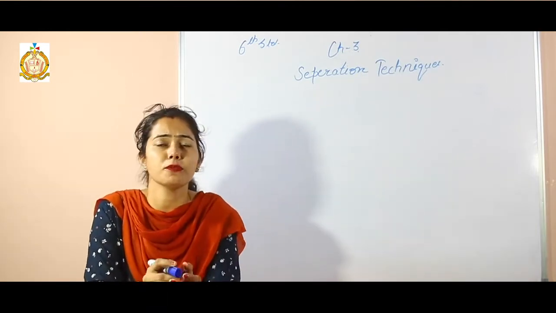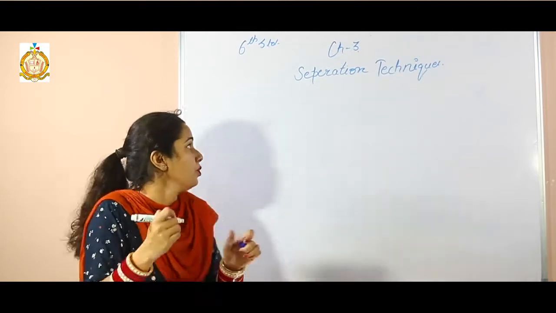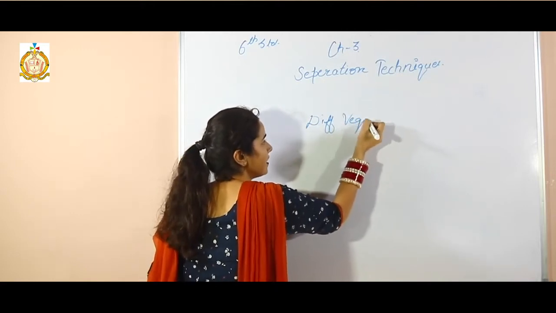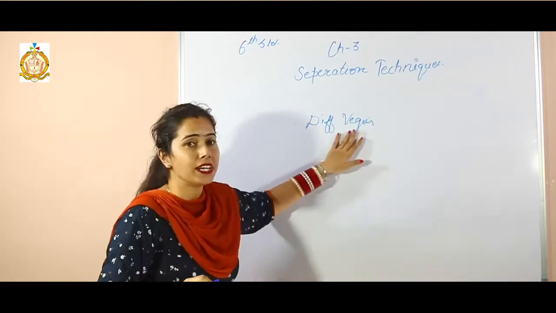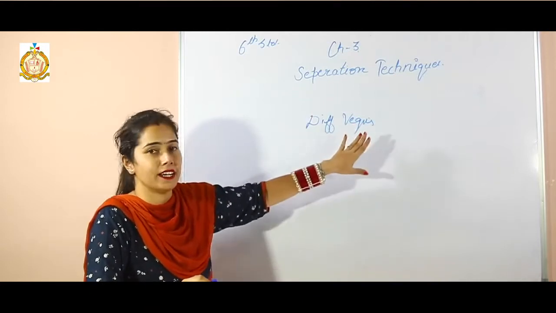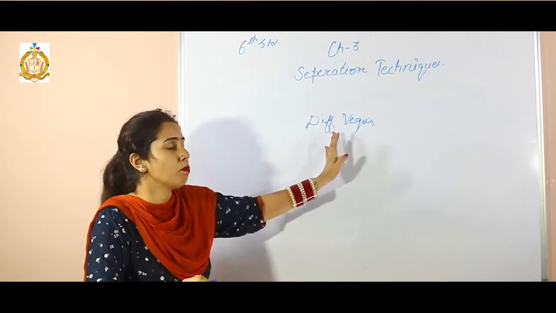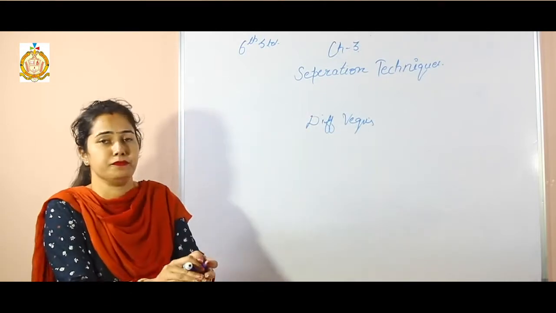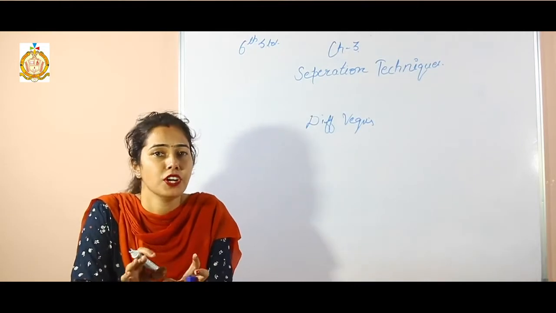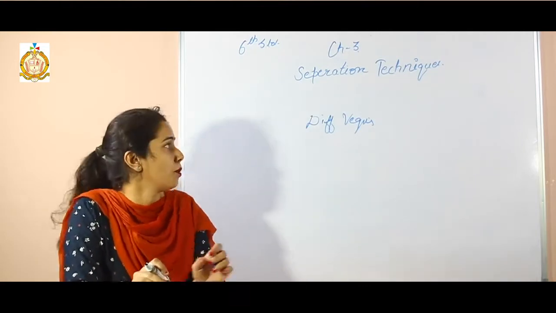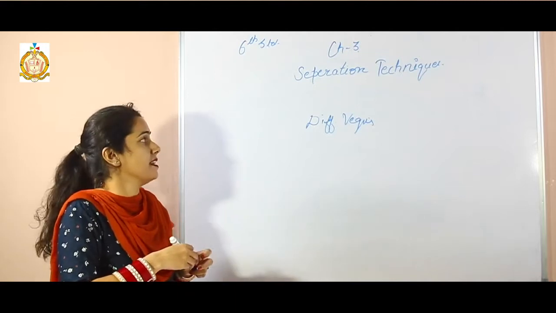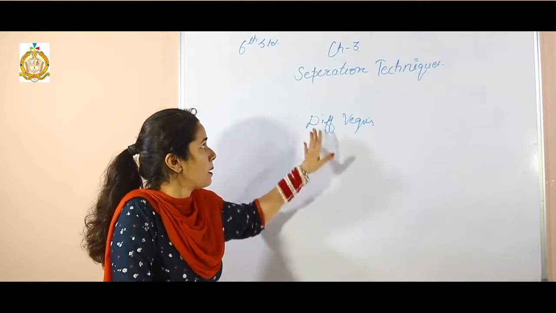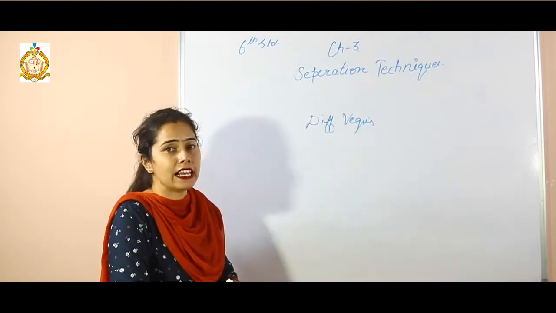For example, when your mom makes a pulav, different veggies are there, and the veggies you don't like, you pick up and remove from that pulav. That is also a separation technique. So what is separation? Separation means the removal of unwanted material to obtain a pure substance. Now there are different separation techniques, which we will discuss later.